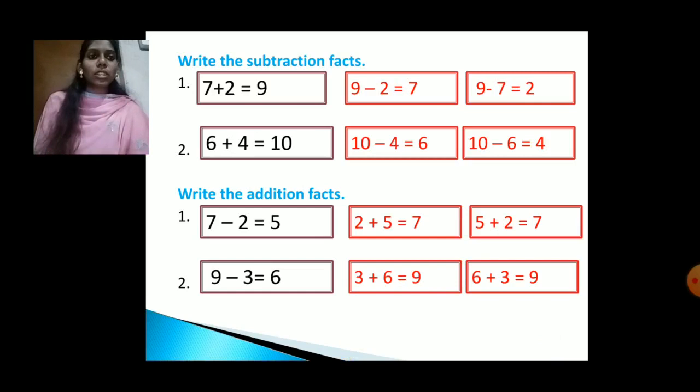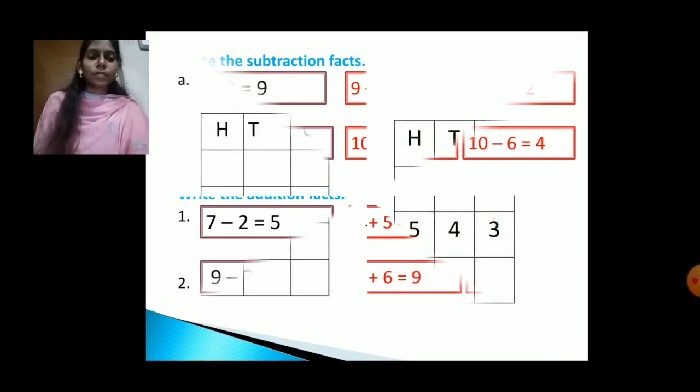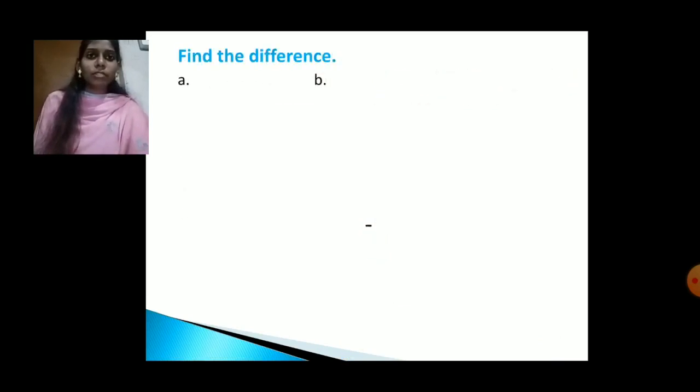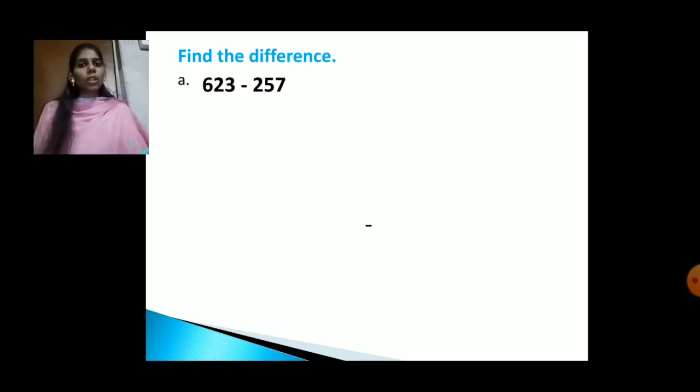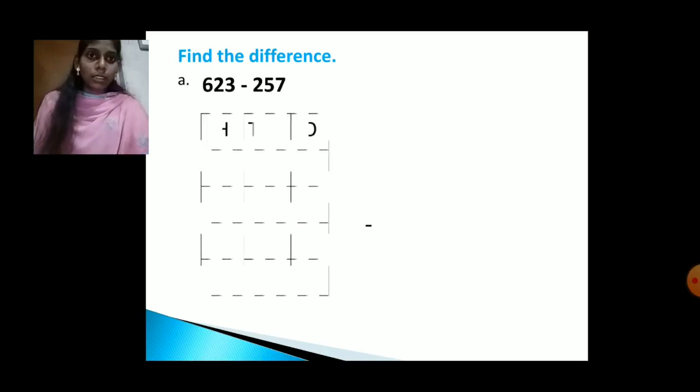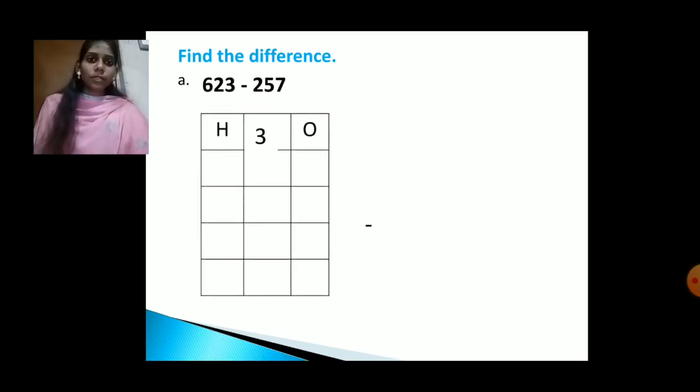Now next question is find the difference. Here you have to find the difference. 623 minus 257, what will you do? Yes, you will place these numbers at the correct place and then you will solve the answer. 3 we will place under the ones place, then 2 we will place under the tens place and 6 we will place under the hundred place.